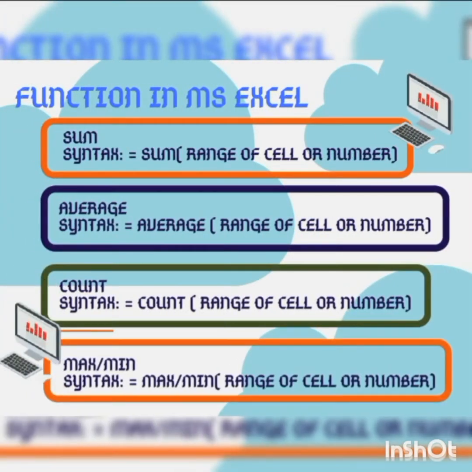Let us learn about some simple and common functions used in MS Excel. The first is SUM, second is AVERAGE, third is COUNT, fourth is MAX, and fifth is MIN. The SUM function adds all the numbers given in a range. The AVERAGE function calculates the average of the numbers given in a range. COUNT counts the number of cells that contain numeric data in the given range. MAX and MIN functions find the largest and smallest number or value in the given range.